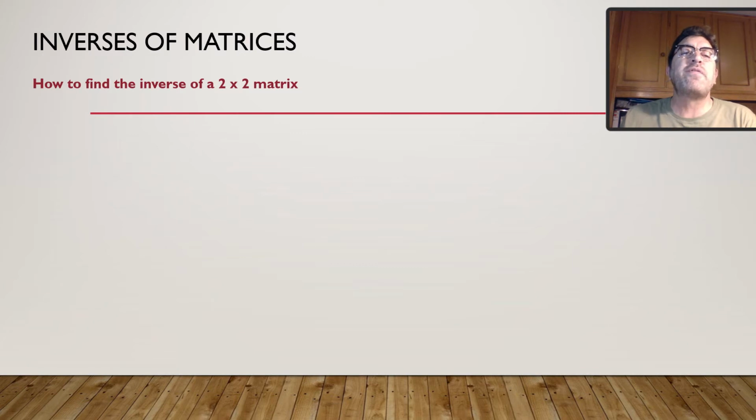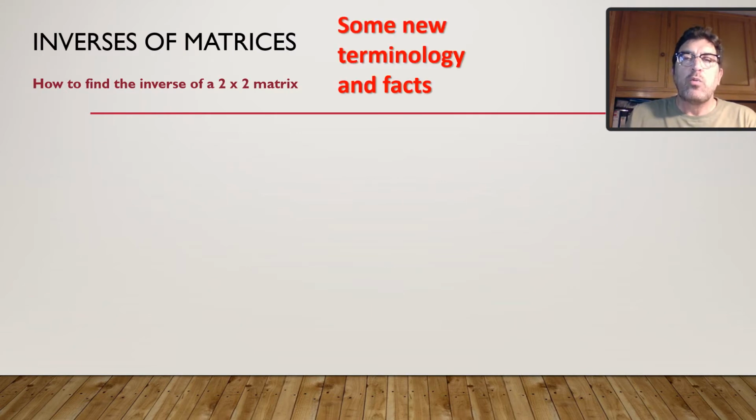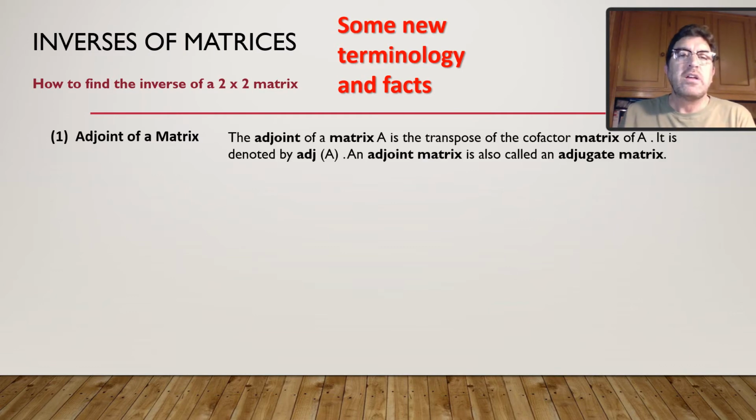Okay, how do we find the inverse of a 2 by 2 matrix? Now this is the point where you maybe want to take out a pen and take some notes as we continue. We're going to use some new terminology and facts about matrices. The first thing we want to talk about is the adjoint of a matrix. The adjoint of a matrix A is the transpose of the cofactor matrix of A. It is denoted as adj of A. An adjoint matrix is sometimes also called the adjugate matrix.